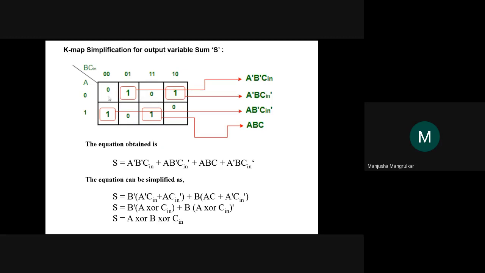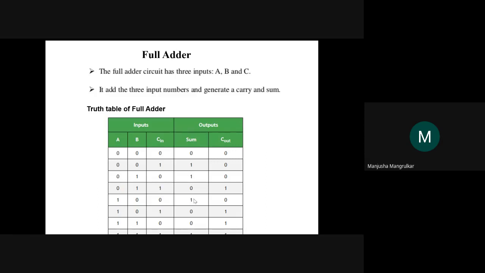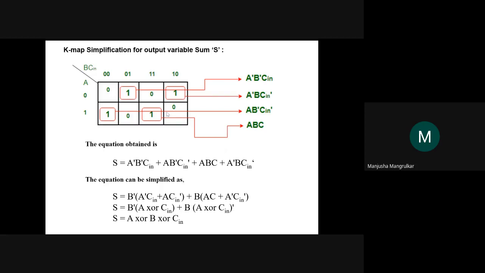So what is 0 1 1 0? Now the next term is 1 0 0 1. If I'm taking this term, it is A complement, B complement and C. This dash is a complement. If I'm taking this one, it is A complement, B, C complement. If I'm taking this, it is A, B complement and C complement. If I'm taking this, it is A, B, C.